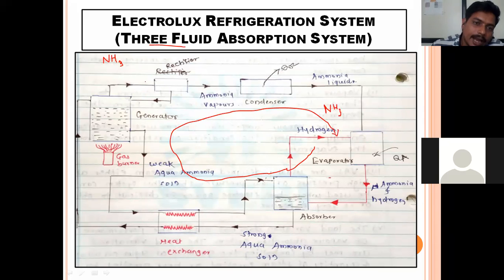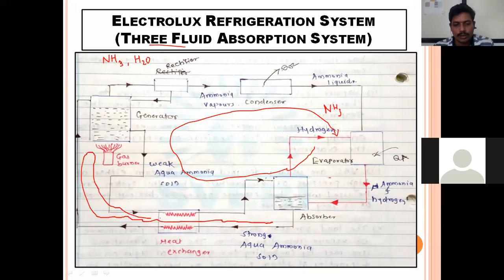Then as an absorbent, or as the absorber, we are using the water. So whatever flow of water will be there, that flow of water will be only limited from absorber to the generator and from generator to the absorber.